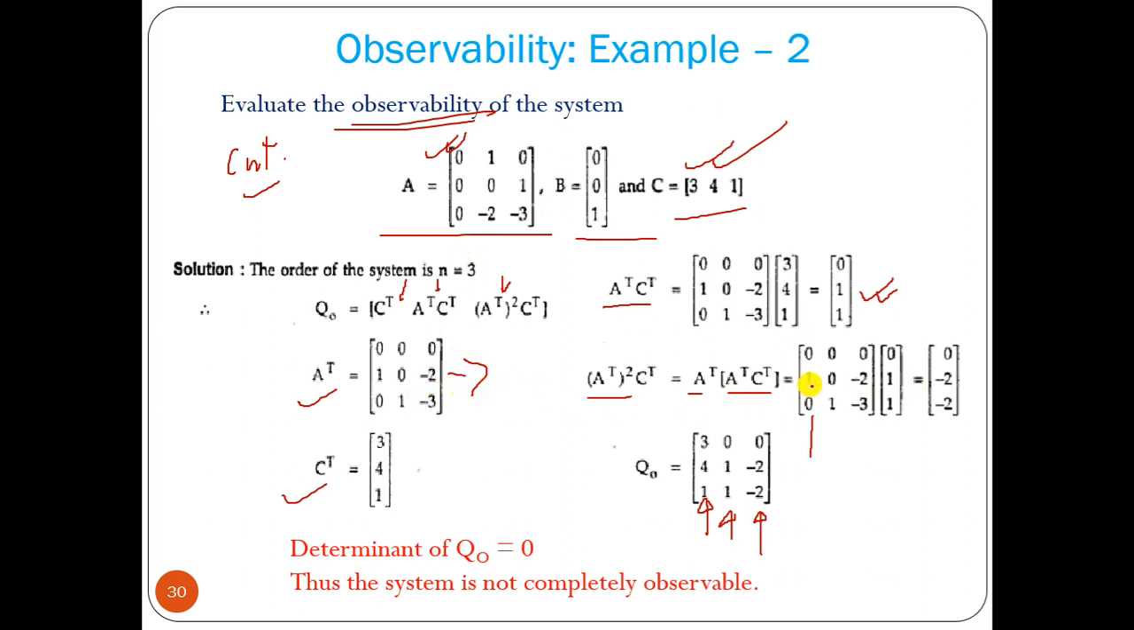So we can multiply 0, then it will be 0 0 minus 2, 0 1 minus 3, so minus 2, that we can put and we can solve. So 3 into minus 2 minus of minus 2, so plus, so it will be 0, 0 into 0, so it will be 0. So determinant of Qo is 0, Qo equal to 0, that means it is not completely observable, or it is an unobservable system. Okay, this is the way we can find out.